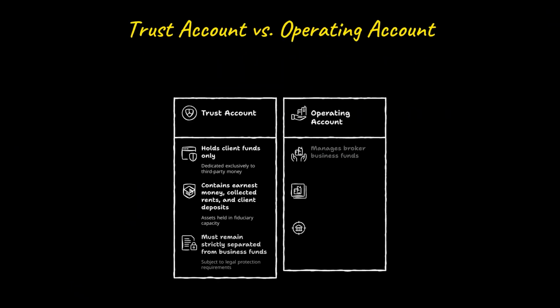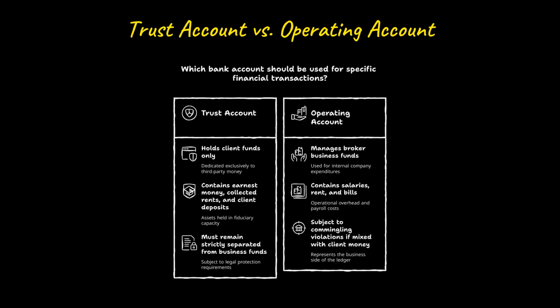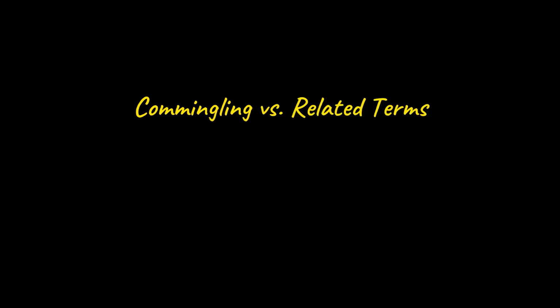Client funds, earnest money, collected rents, and similar deposits must go into a designated trust account and stay there until properly disbursed. The broker's own operating funds belong in a separate account entirely, with a firm legal wall between the two. Commingling is specifically the improper mixing of funds. The money is in the wrong account but has not been spent. Conversion goes further. The broker actually uses client funds for personal purposes.